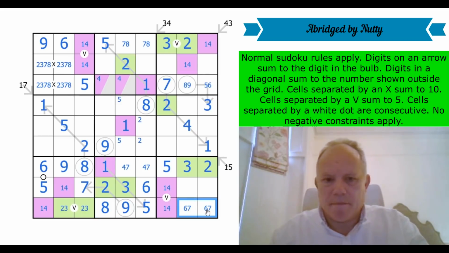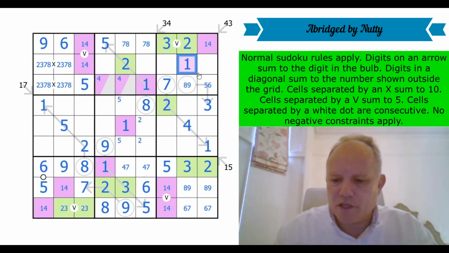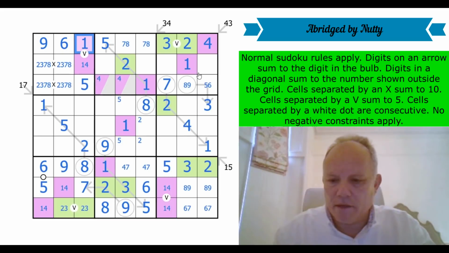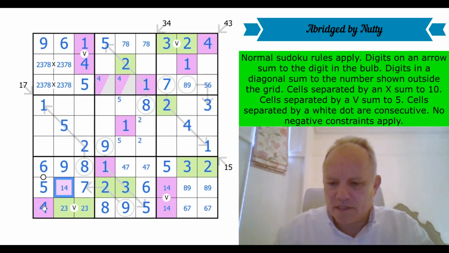So that's a 6, 7 pair. 8 and 9 go here. That gives us an 8, 9 pair. Oh, that 4 has finished our purples, which I didn't realise. 1, 4. Oh, maybe not these yet. Yes, that 1 has dealt with these. So they are all done.